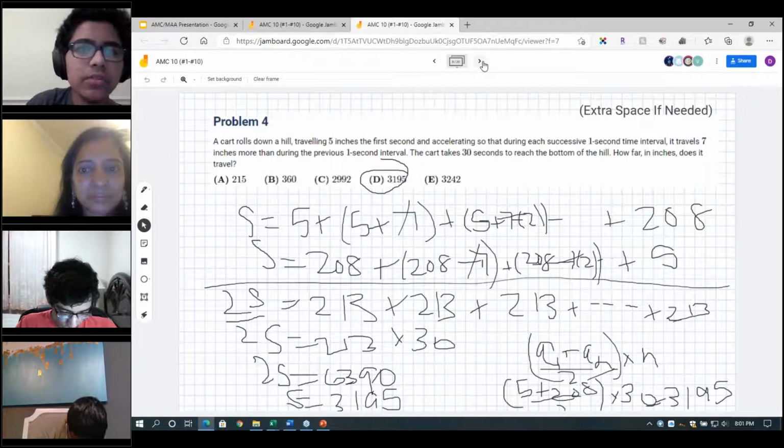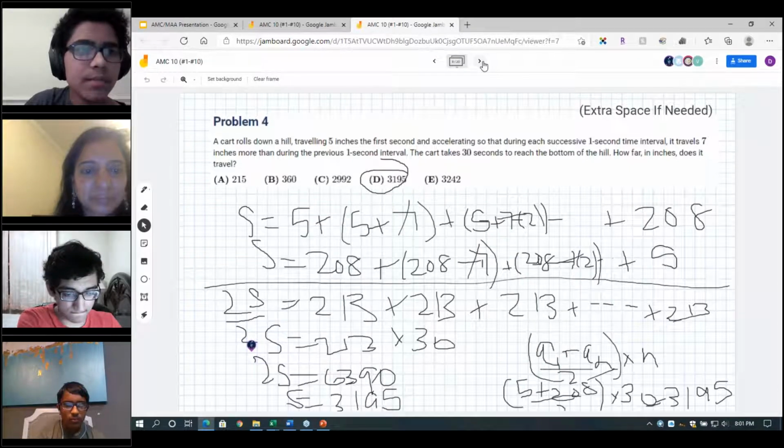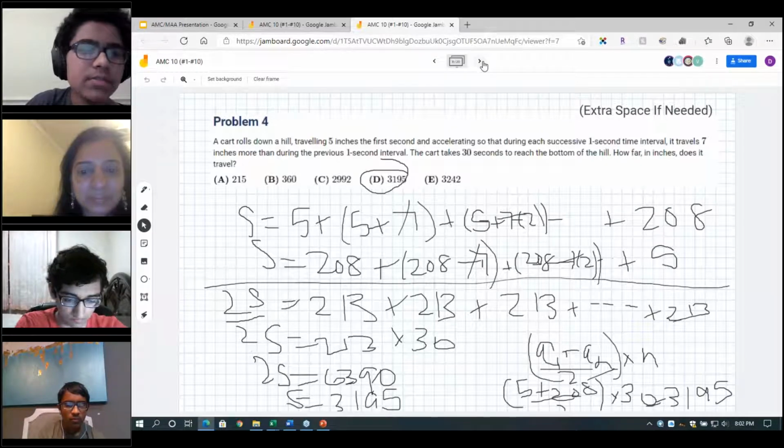And this goes all the way for each time interval. So you'll have 30 time intervals, so you'll have 213 added 30 times. Which means 2 times the sum, which is our total distance, is 213 times 30, or 2S equals 6390. So our total distance is 3195.